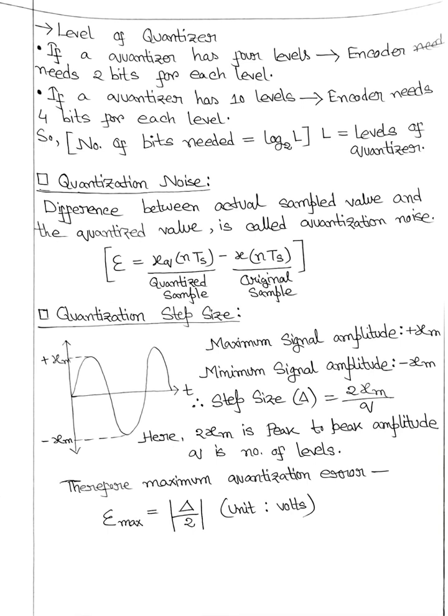Quantization step size. In the graph you can see the maximum signal amplitude is plus xm and the minimum signal amplitude is minus xm, and the step size delta is 2xm by q. Here 2xm is the peak to peak amplitude, and q is the number of levels. Therefore the maximum quantization error e max is the modulus of delta by 2.